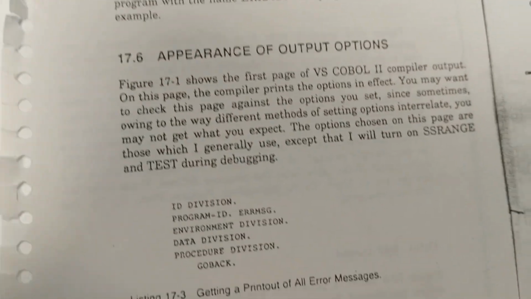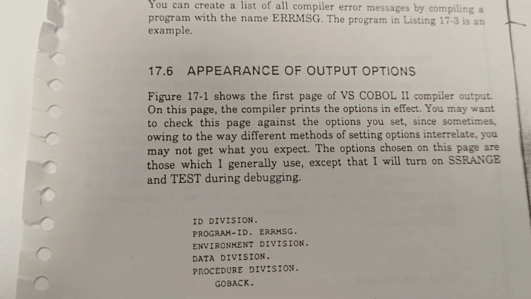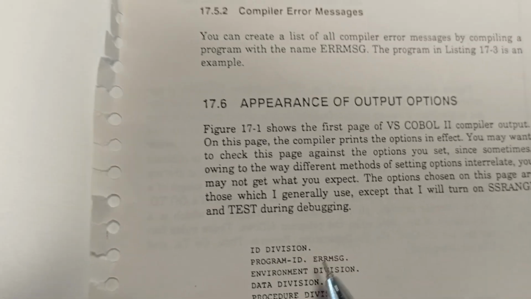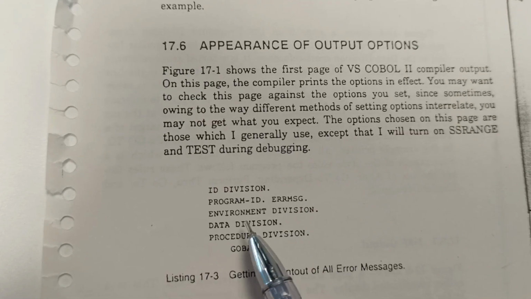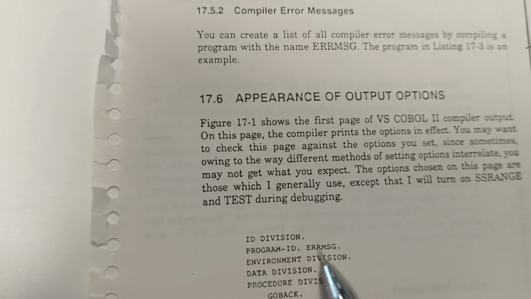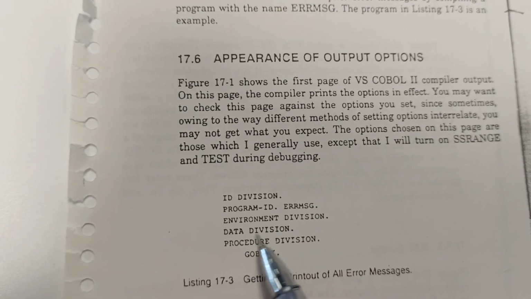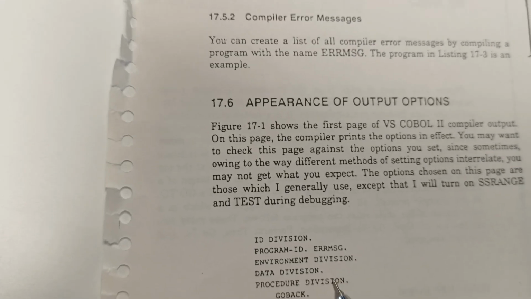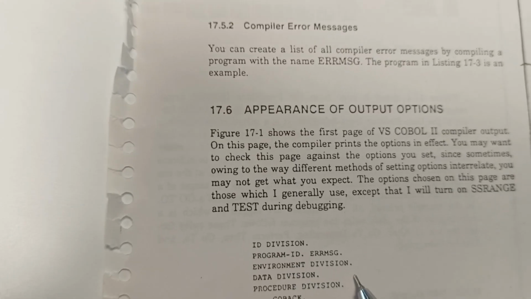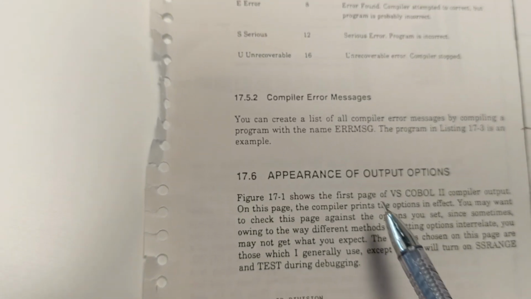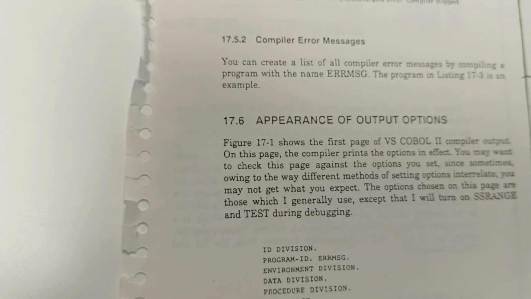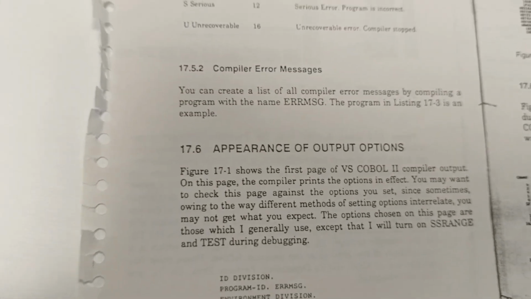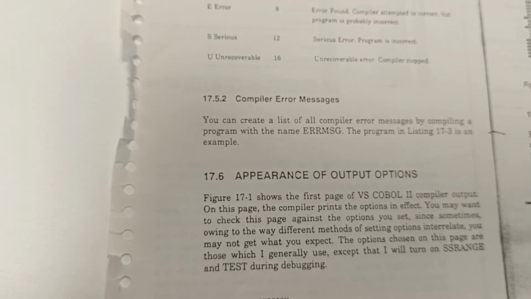If you want to see the list of all error messages defined in your system, you can just run a sample program with the identification division, program id as error messages, then environment division, data division and procedure division, and go back without giving anything else. This checks what compilation error messages are in your system. Just run this sample program. That's all, friends, for the COBOL compilation.